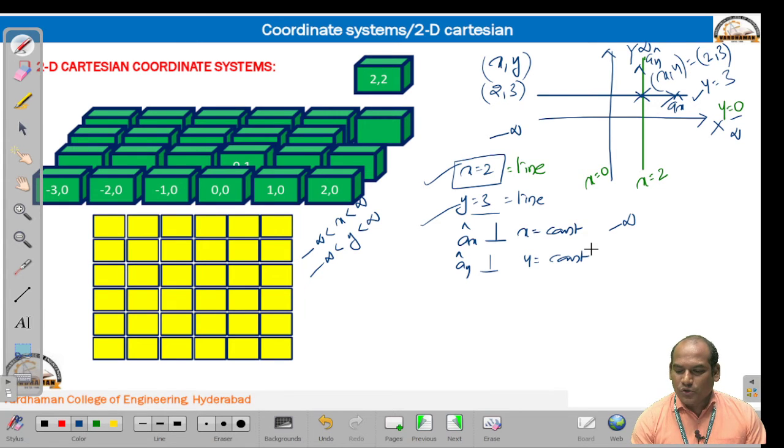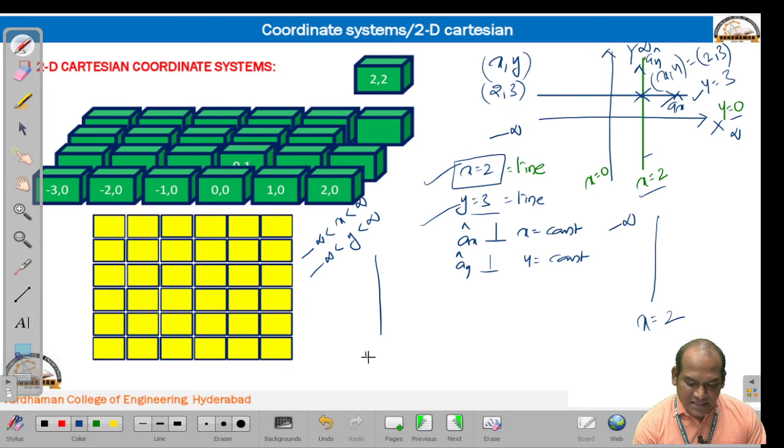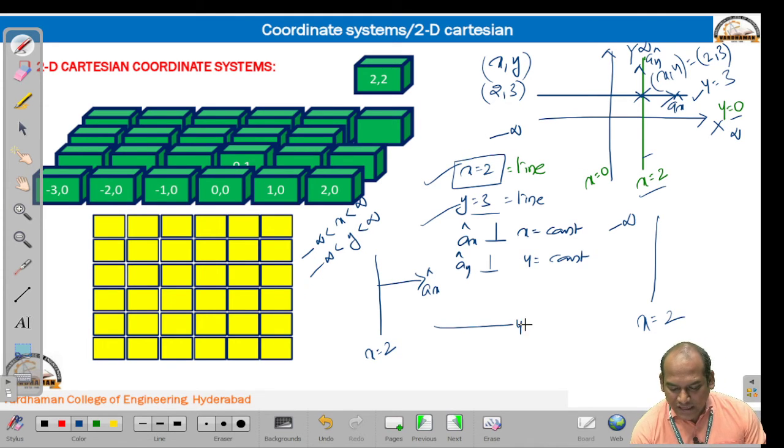Okay. So, x is equal to 2 means this vertical line, and the Ax cap direction is perpendicular to that x is equal to 2 line, which we have already drawn, and this is the Ax cap. And this is y is equal to 3. What is the Ay cap direction? This is the Ay cap direction. That is why these two statements are valid.